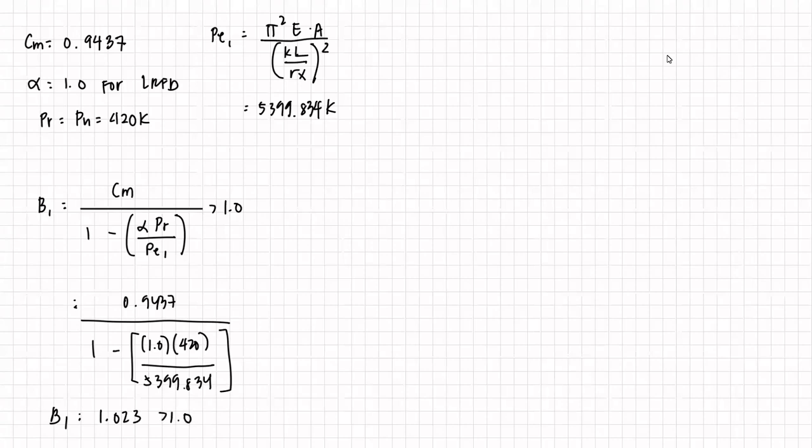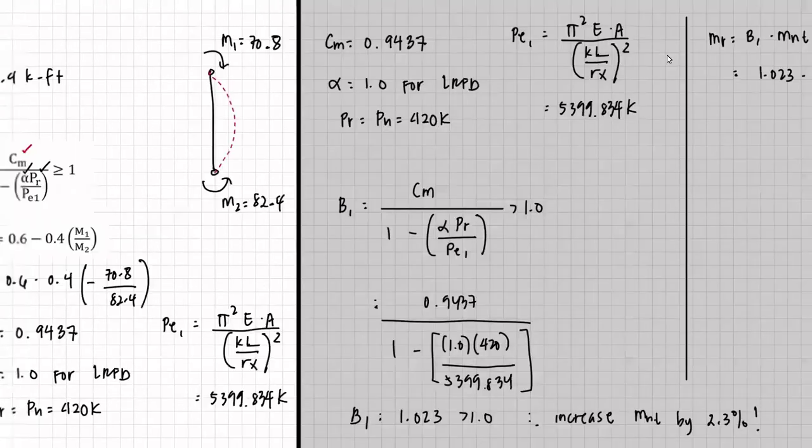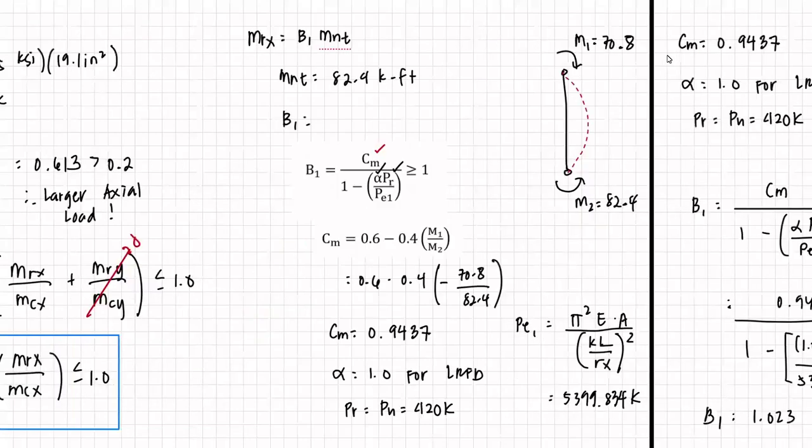So ibig sabihin, we need to increase yung MNT natin by 2.3%. Okay? So, kulang siya ng 2.3%. So, yung MR natin should be B1 times MNT. So, that is 1.023 times yung MNT natin, which is 82.4.